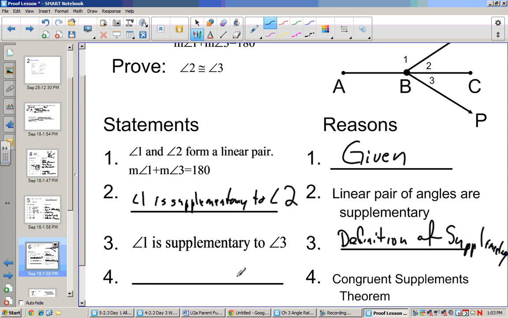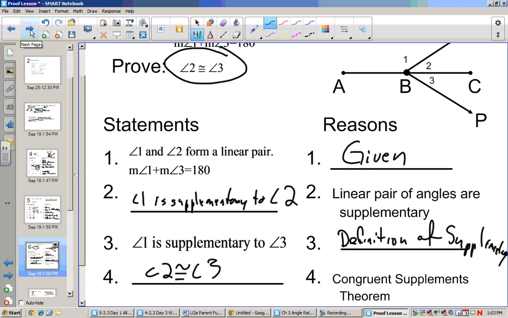Now, the last statement of a proof is always going to be what we're trying to prove. Angle 2 is congruent to angle 3. And that's the congruent supplements theorem. This is a little bit more complicated theorem. It's kind of like a transitive property with supplementary angles. It's saying if 1 and 2 add up to 180 and 1 and 3 add up to 180, then these two have to be the same.